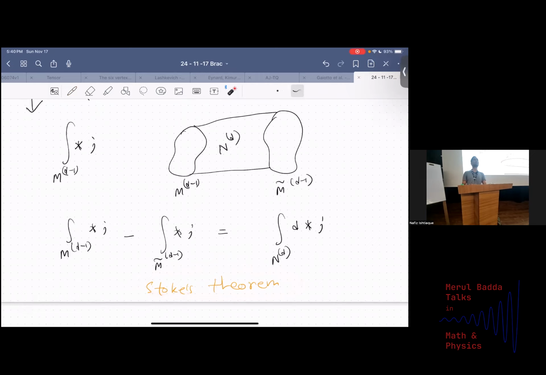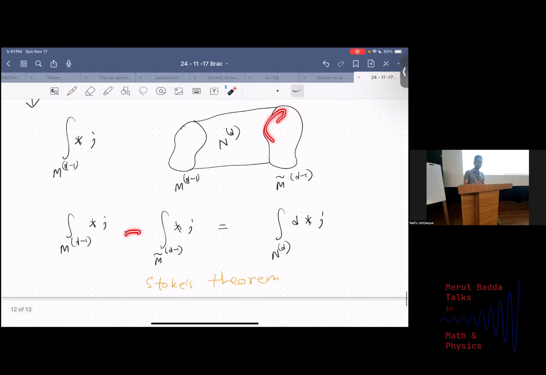Are you familiar with this kind of formulation of Stokes theorem? Okay, great. So the point is that the integral of an exact form over a manifold is equal to the integral of the form itself over the boundary of that. And there's a sign because they're two different boundaries at different orientations.